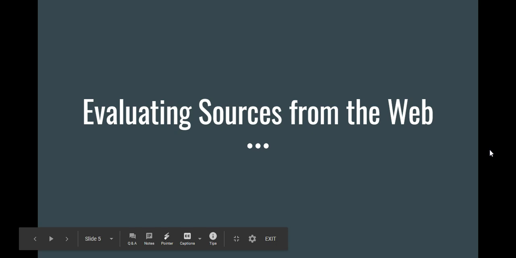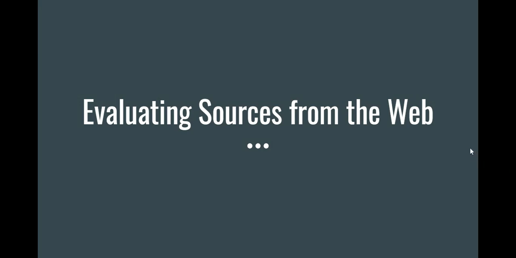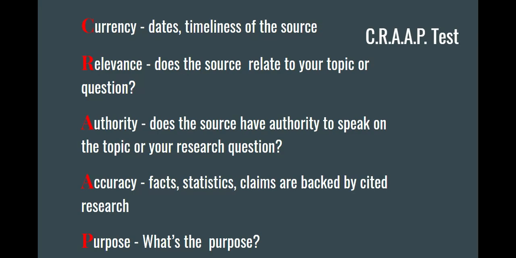Hi everyone, I'm going to talk to you about how to evaluate a source from the web. There's a couple different ways that you can do that. So let's get started. One of the ways is what's called the CRAAP test, and what I'll primarily focus on during this module. It's an acronym, and it stands for Currency, Relevance, Authority, Accuracy, and Purpose. I'm going to break down each one for you.